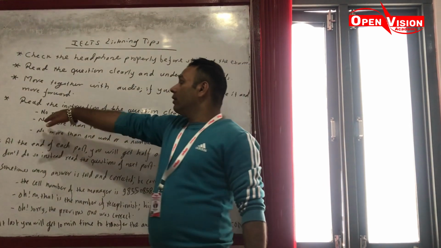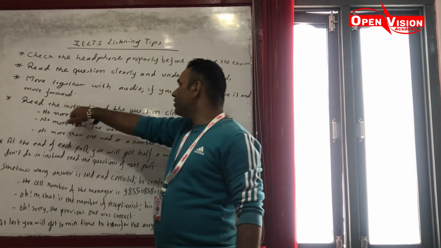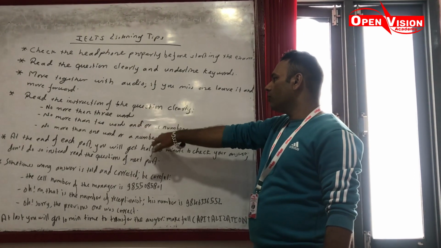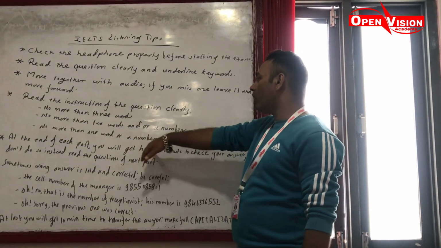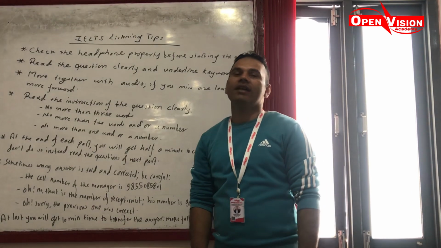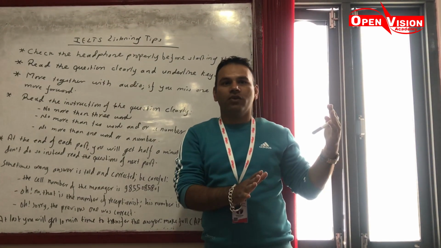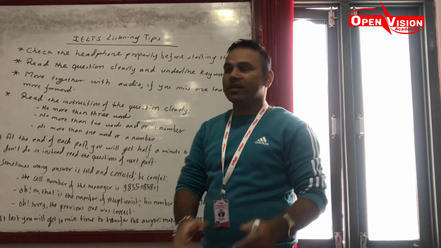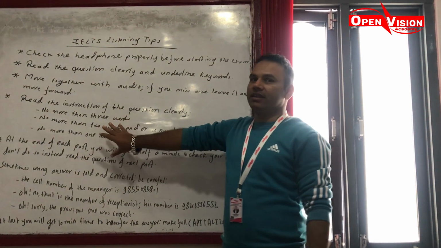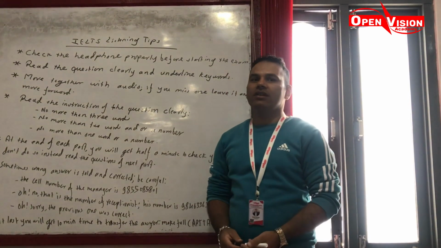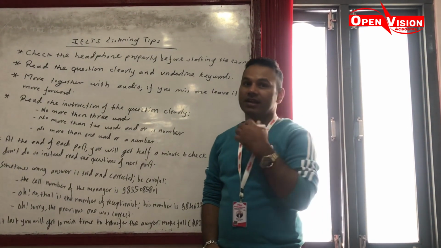Okay, the next one is to read the instruction of the question clearly. No more than 3 words, no more than 2 words or a number, no more than 1 word or a number. I explained those 3 terms in my last video of IELTS reading tips, because the same rules apply. That's why read the instruction of the question very clearly.